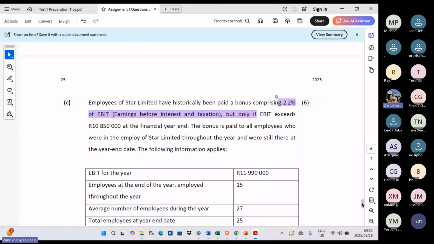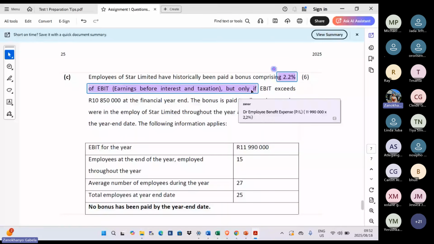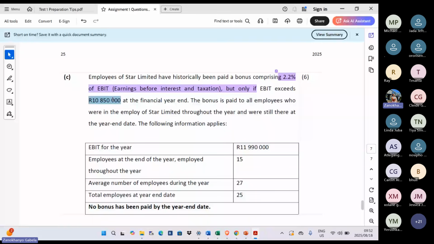And then for the last one now, C, it says employees of Stars Limited have historically been paid a bonus comprising of 2.2% of EBIT. What is EBIT? It's earnings before interest and taxation, but only if that EBIT exceeds 10,850,000. That's nice stuff for us. Good news. And then it says EBIT for the year is 11,990. Music to our ears because we were expecting it to be higher in any case.